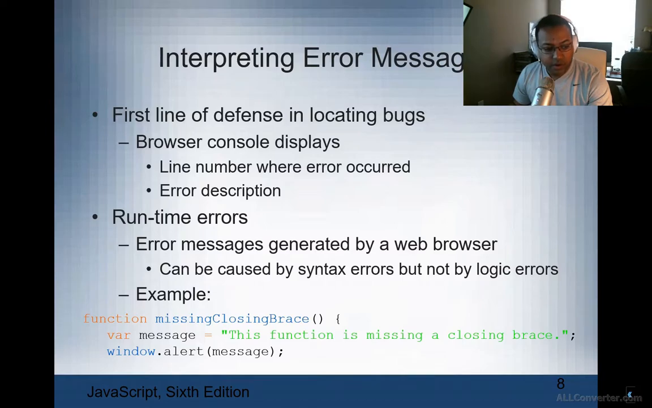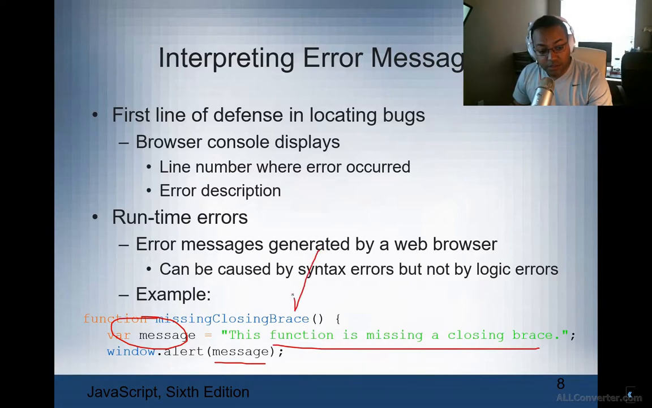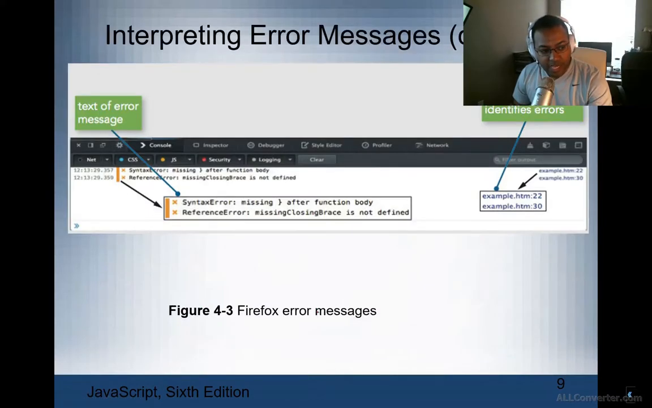So in this case, missing closing brace, we have the variable message being instantiated, and then we have the name of the message. This function is missing a closing brace. And then what we did was we have that alert available to us when this function is executed. You can actually place this function in a try block for a catch statement, and it will throw, giving you the error you're looking for. And this is something that we looked at in Chrome, where you have your console that's giving you errors.